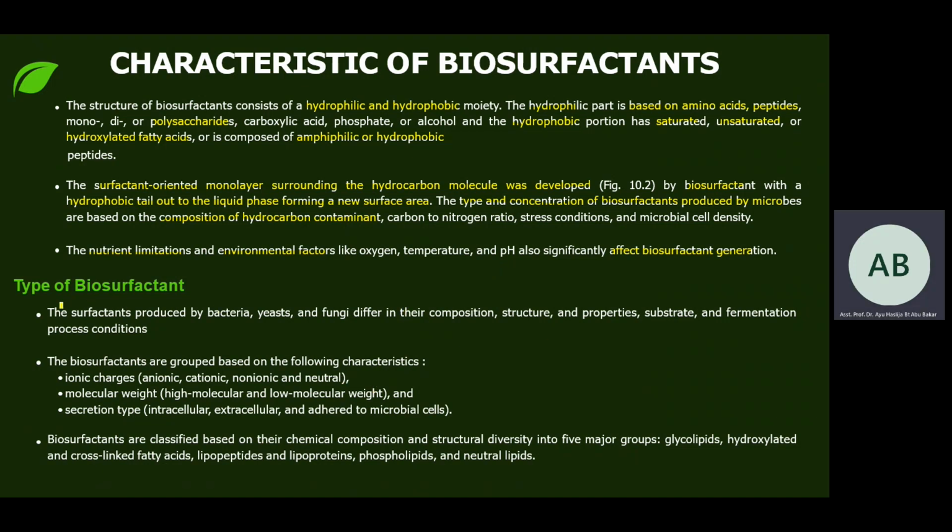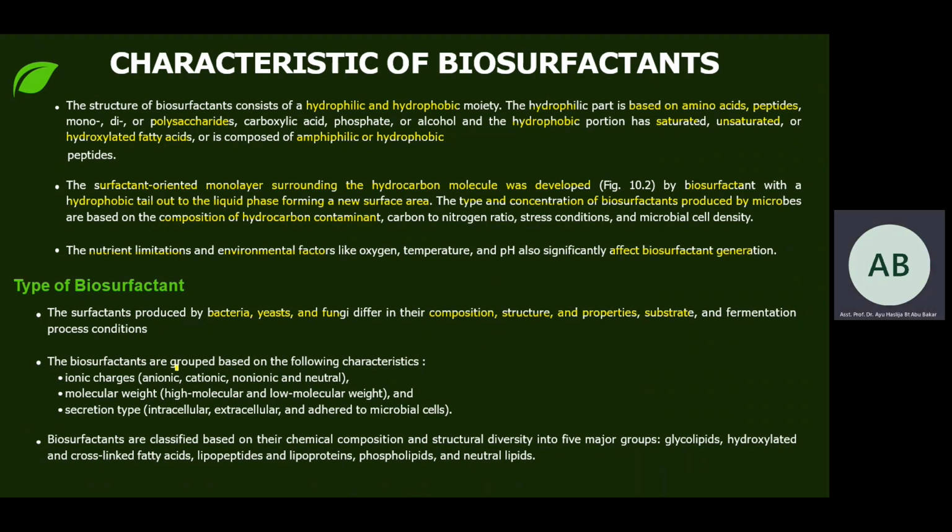So, the type of biosurfactant. Again, the biosurfactant can be produced by bacteria, yeast, and fungi, which are different in their composition, structure, and properties. Okay, so perhaps for oil spill cleanup, they will need a specific type of biosurfactant that can eat up the oil spill, the hydrocarbon.